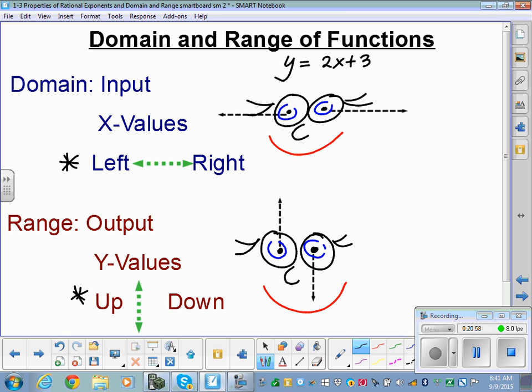So if we get good, and I think we should get good at it, you just have to shift your brain. You're like, okay, I'm looking at domain. I'm looking left and right. It does not matter how far up and down. I'm talking left and right.